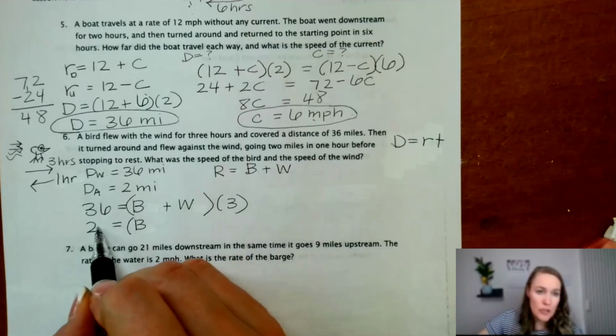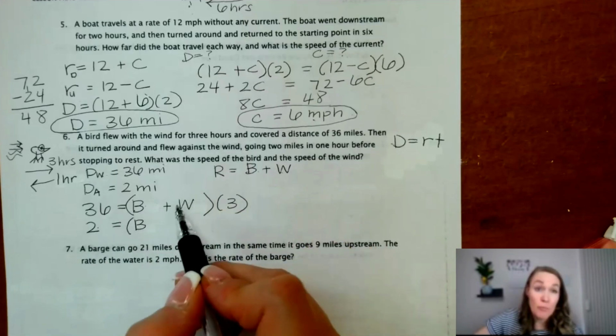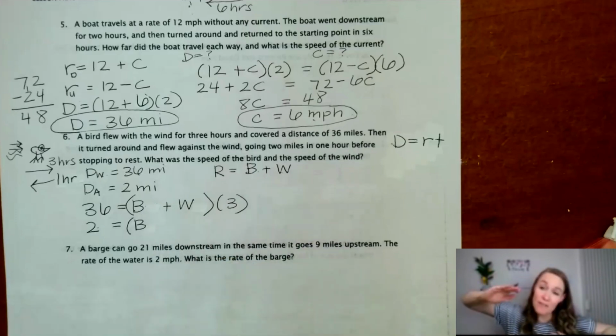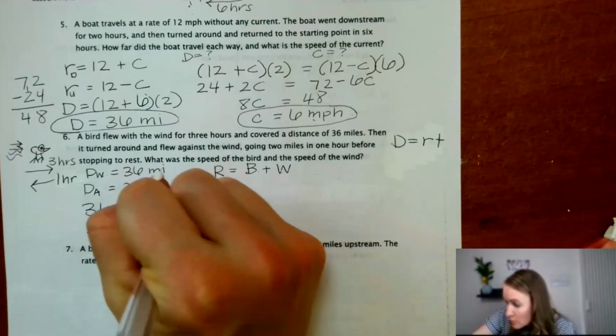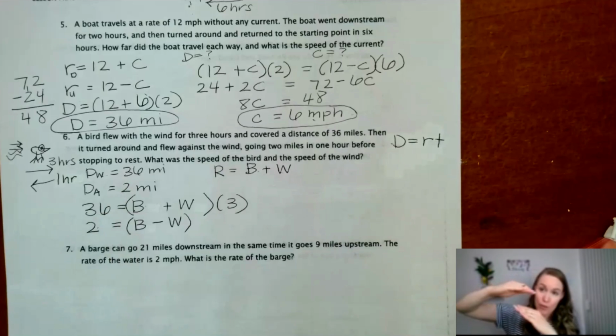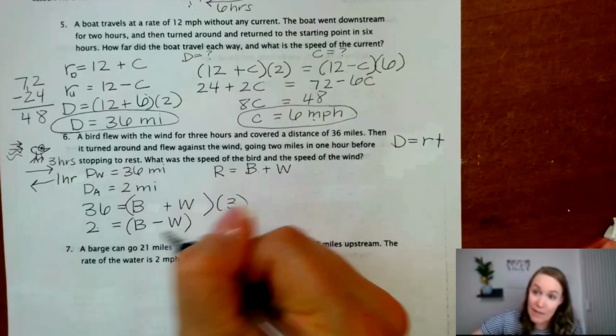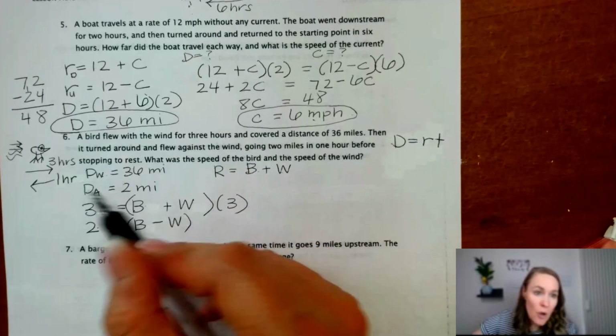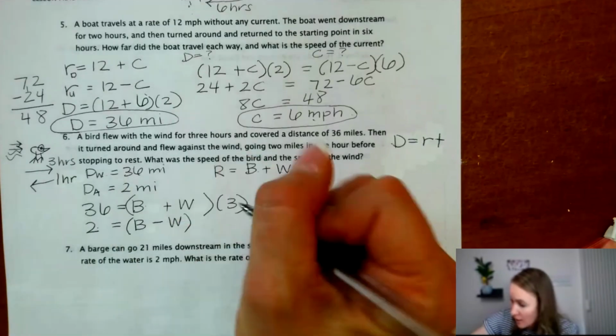Okay, so we have 2 equals B, instead of plus W, it's minus W, right? Because the speed of the bird is being subtracted by the wind. So the bird is able to travel against the wind, and so our wind speed is going to be less than the bird speed. If the wind speed was more than the bird speed, then the bird would be flying out of the wind and not able to travel against it. And that took 1 hour. So the time is 1.